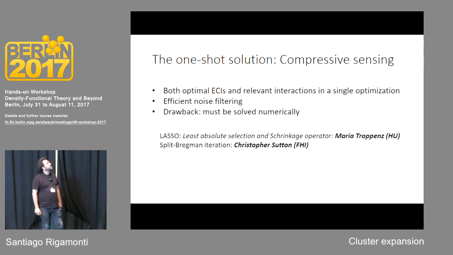So this is the one-shot solution. This is what I just said. This is also very good for what is called noise filtering. It has a drawback with respect to the L2 norm in that you have to solve it numerically, but there are very efficient methods for this, like lasso.